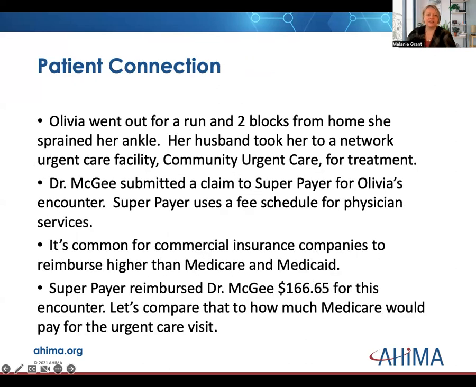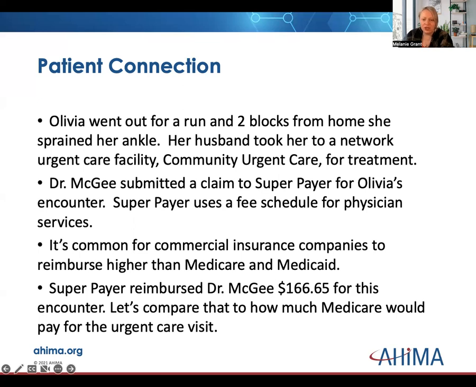So the last thing we have is to look at some of our patient connections. What does it mean when we're talking about patients in the office? Our first patient here is Olivia, who goes out for a run for 2 blocks and sprains her ankle. Her husband takes her to a networked urgent care facility in the community for treatment. She then sees Dr. McGee, who submits a claim to SuperPayer for her encounter. They use a fee schedule for the physician's service.